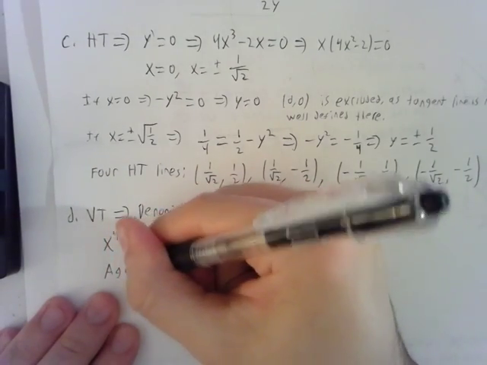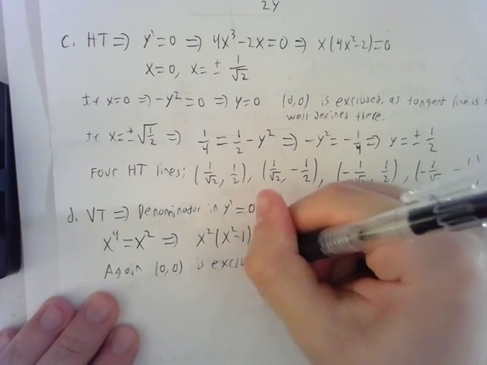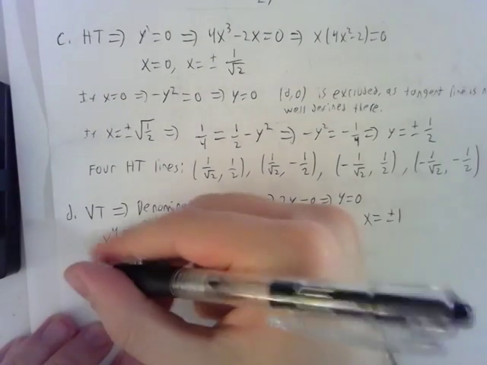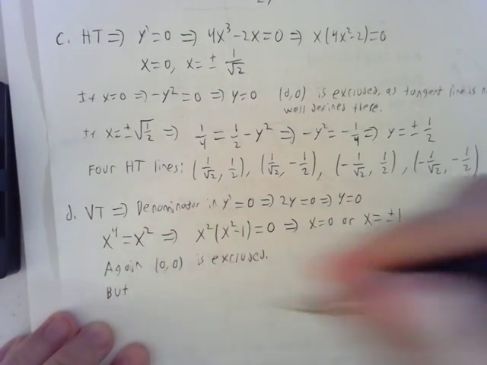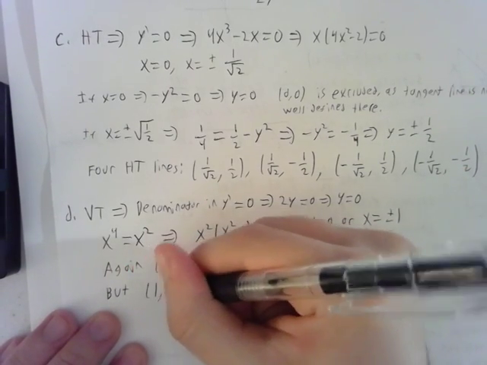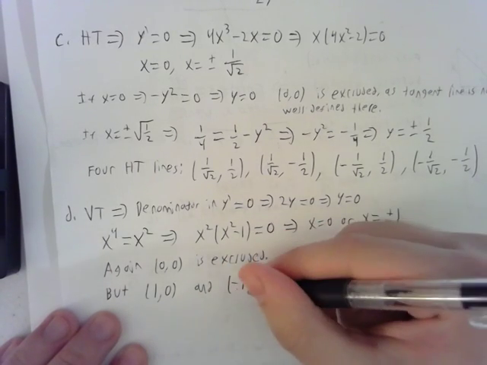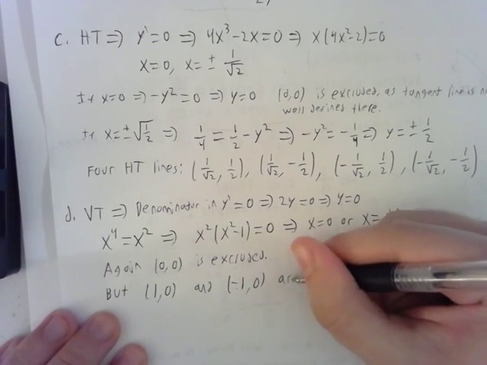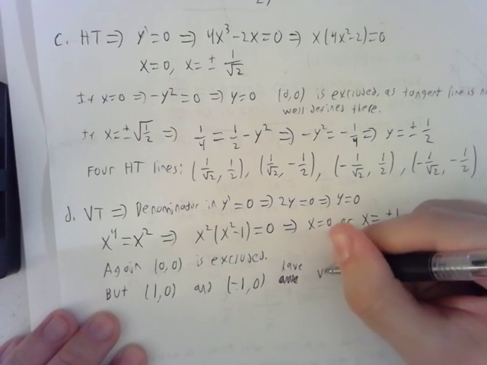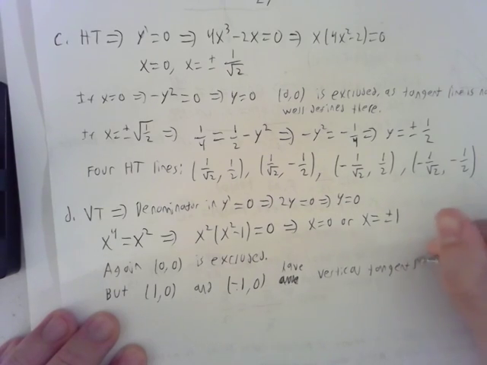So again, 0, 0 is excluded. But the other 2 points do give us vertical tangent lines. So y equals 0 and x is 1, and y equals 0 and x is negative 1. So at these 2 points we have vertical tangent lines.